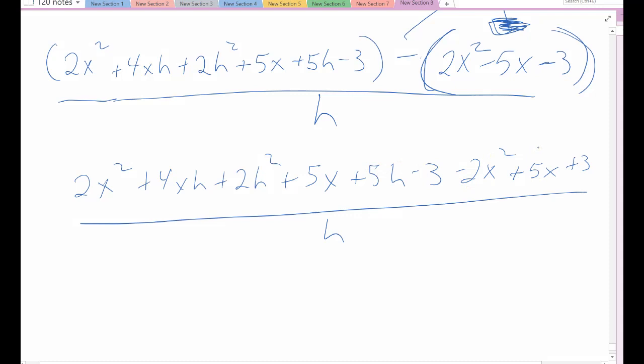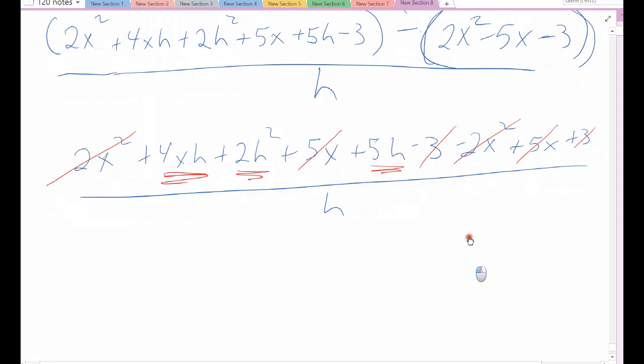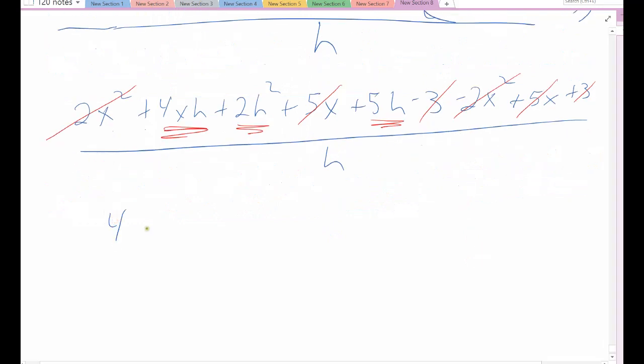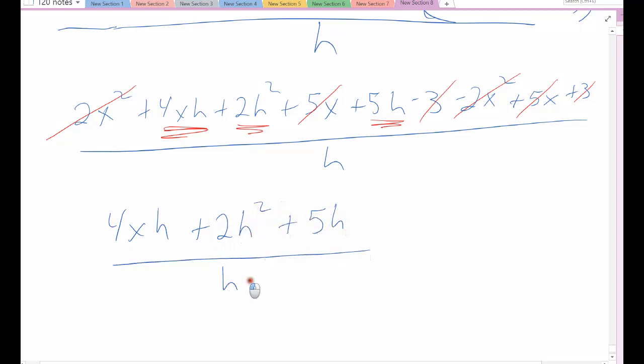At this point, once I've multiplied and distributed my subtraction, everything that doesn't have an h in it should cancel. If it doesn't, you've missed a number somewhere. This 2x squared cancels with that negative 2x squared. This 5x cancels with that 5x. This 3 cancels with that 3. And if you look, everything that's left over has an h in it. Right? I have a 4xh plus a 2h squared plus a 5h all over h.